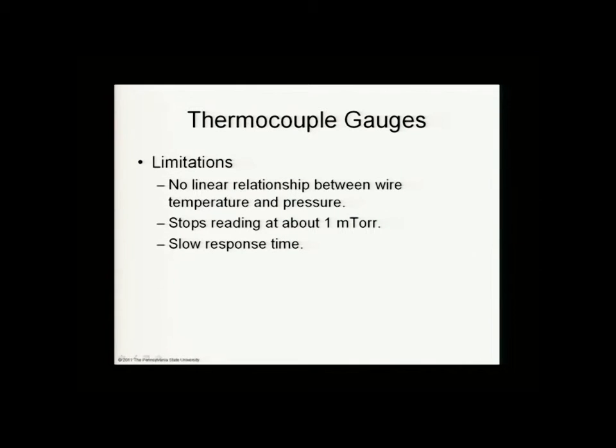Now, thermocouple gauges have limitations. There's no linear relationship between the wire temperature and the pressure, because think about it, the wire temperature, that's heat, the pressure is how easily the heat is removed, but it's not necessarily a linear relationship, so you need some calibration. Calibration is where you determine the relationship, in this case, between the temperature and the pressure. We said that they get down into the edge of the boundary between low vacuum and high vacuum. That boundary is about 10 to the minus 3 torr, that is a millitorr. So they get down to 10 to the minus 3 torr, maybe a little bit below, and they have a slow response time.